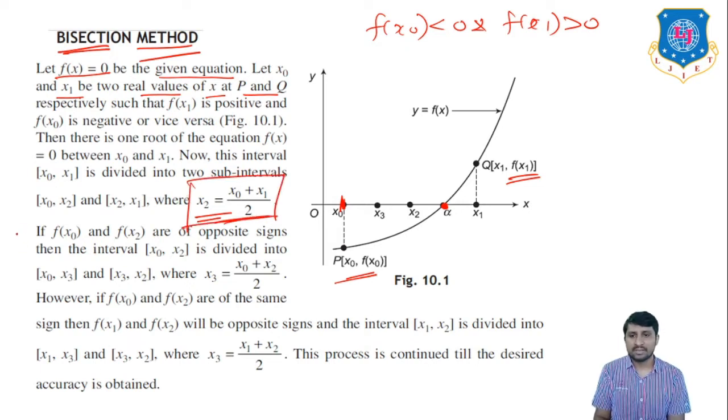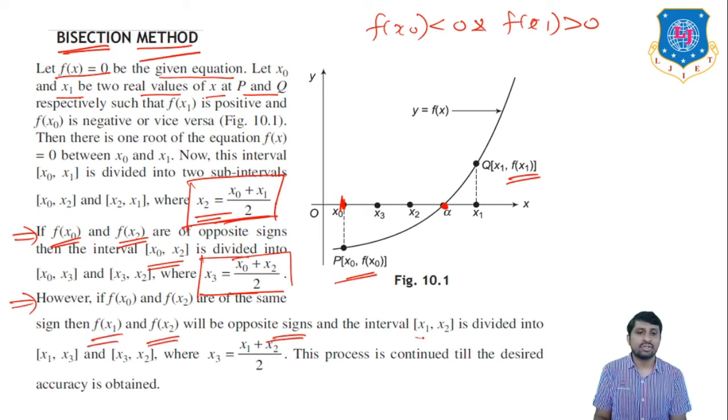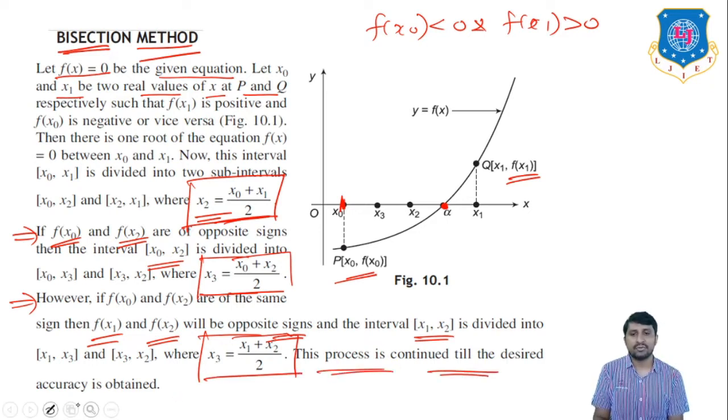Now suppose f of x0 and f of x2 are of opposite sign, then your root lies between x0 and x2. So the next approximation, x3, is (x0 plus x2) divided by 2. Or sometimes f of x0 and f of x2 are of the same sign, but f of x1 and f of x2 are of opposite sign. That means your root lies between x1 and x2. So your next approximation x3 is (x1 plus x2) divided by 2. This process is continued till the desired accuracy is obtained.